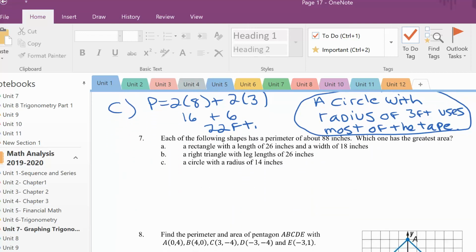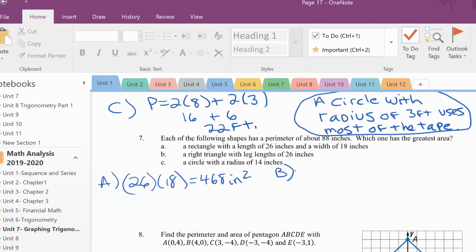All right, so next it says each of the following shapes has a perimeter about 88 inches. Which has the greatest area? Well, remember, for A, rectangle is length times width, so 26 times 18 gives you 468 square inches.